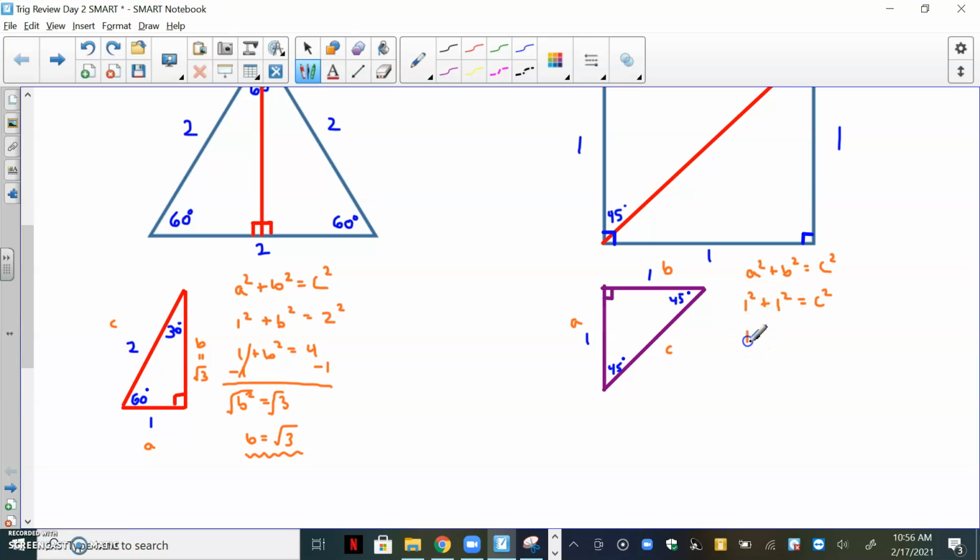That's just 1 plus 1. And that tells us that c squared is equal to 2. So just like the last step, we need to get rid of that square by square rooting. So that tells us that c is equal to the square root of 2.